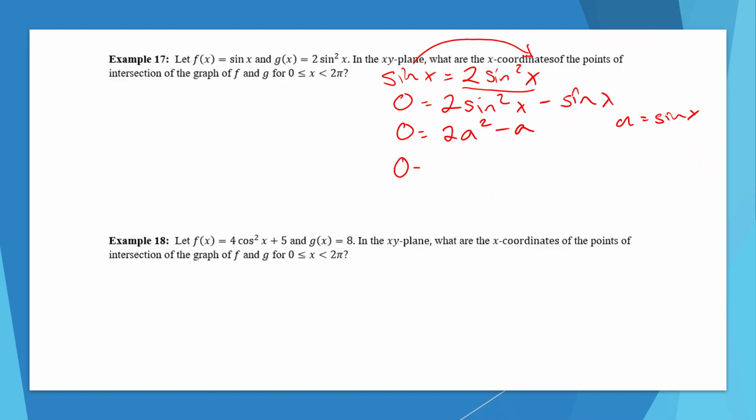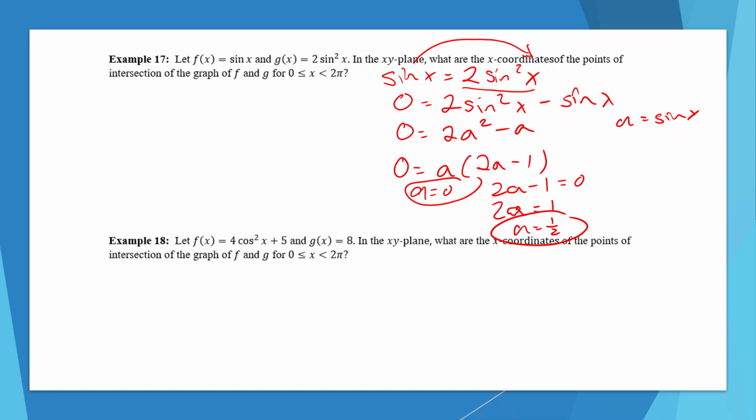And then factor. Here we should get 2a minus 1. Solve, so a equals 0, and 2a minus 1 equals 0. Here you get 2a equals 1, a is 1/2. So we have a is 0 and a is 1/2. So let's solve those now. We have sine of x equals 0 and sine of x equals 1/2.